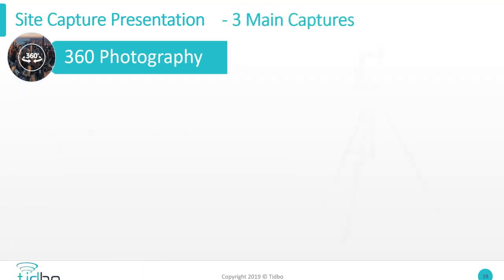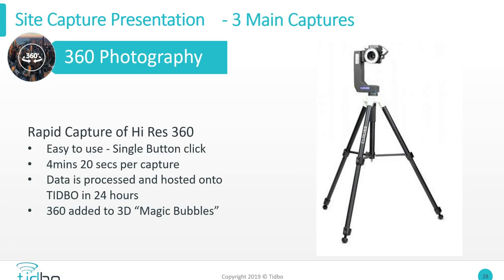So now we're going to look at the 360 photography. So we currently use a specialized camera which costs around £5,000 to £6,000 sterling. It delivers rapid capture. It's very easy to use, single button click. 4 minutes 20 seconds per capture. The data is processed and hosted on the TIDBO platform in 24 hours, and we also use the 360 in the magic bubbles.